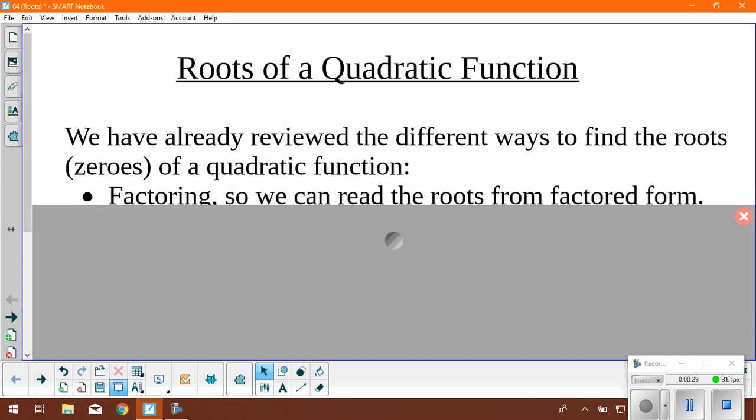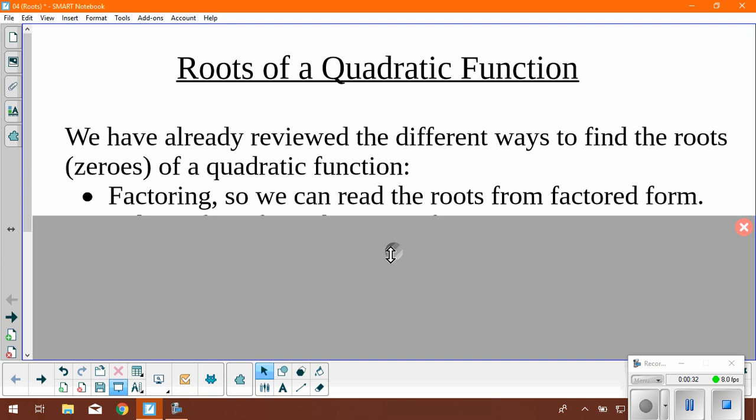So the first one was factoring. If you can get it in factor form, then you can read the roots off the equation fairly quickly.